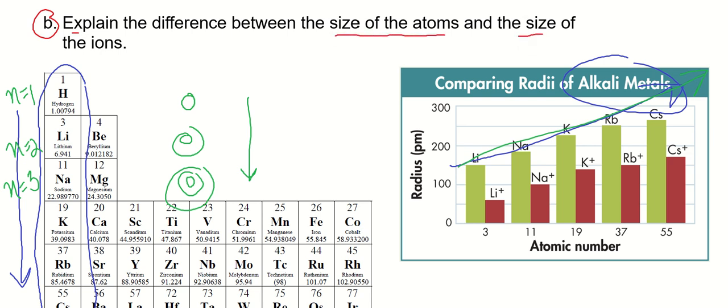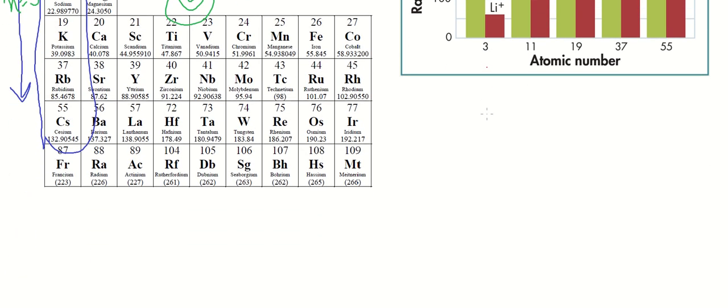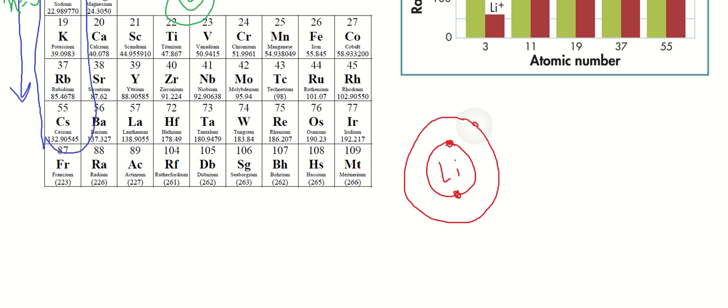All right, part B is asking us to explain the difference between the size of the atoms and their ions. These are all cations, which are positively charged ions, and metals will often lose electrons. So let's just take a look at lithium with its 3 electrons. It's got 2 in its 1s orbital, and then its valence electron will be in its 2s orbital.